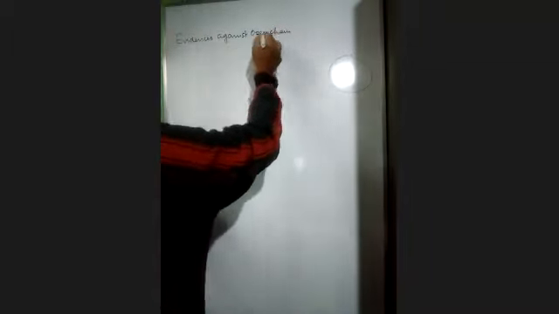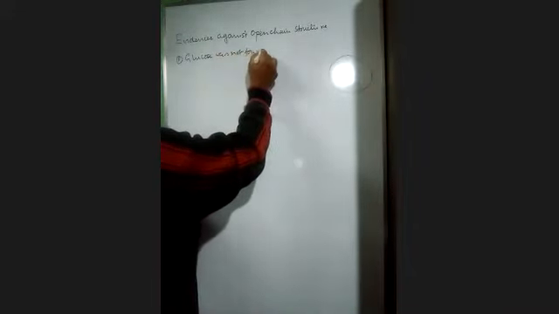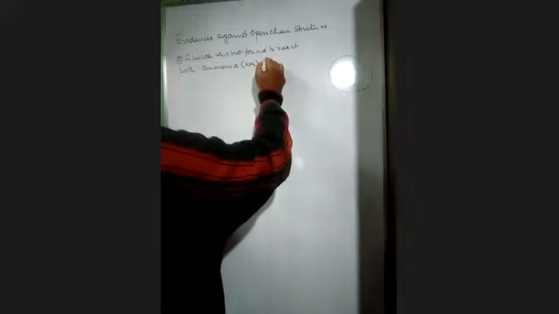Evidences against open chain structure. Open chain, the Fischer structure that you have written just now. Glucose was not able to react with ammonia. This is not being given in your book. Sodium bisulfite.